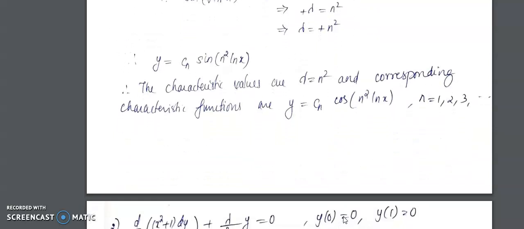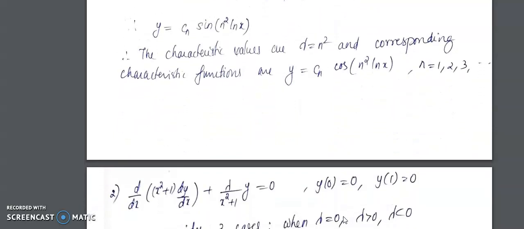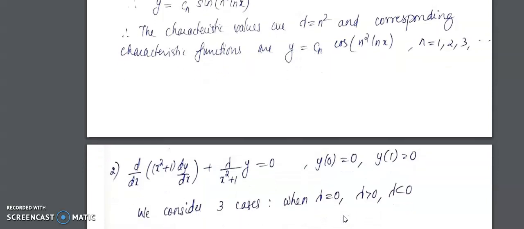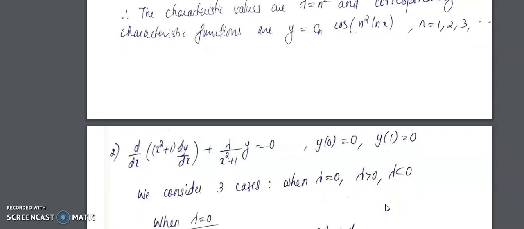Okay, so let us see one more problem. So you are given d by dx of x square plus 1 dy by dx plus lambda x square plus 1 y equal to 0, and the conditions are y at 0 equal to 0 and y at 1 is equal to 0. Now again here also we have three cases, that is when lambda equal to 0, lambda greater than 0 and lambda less than 0.